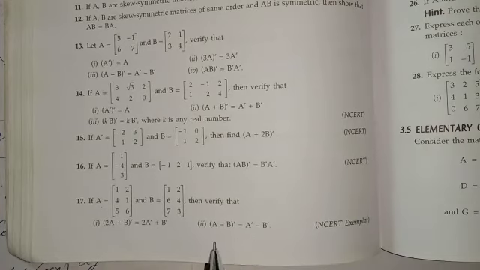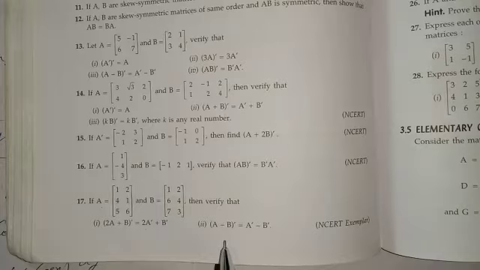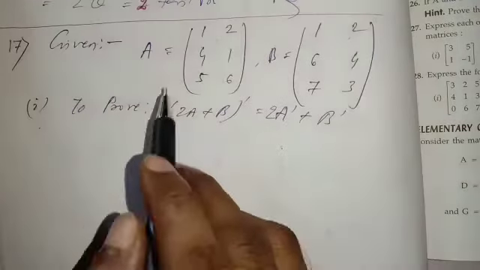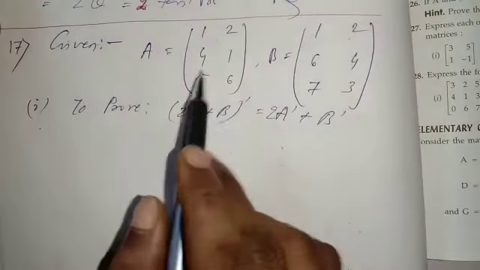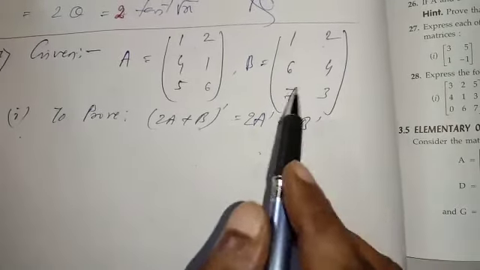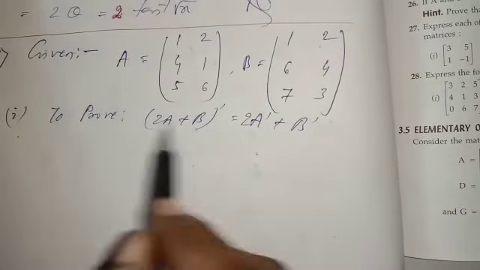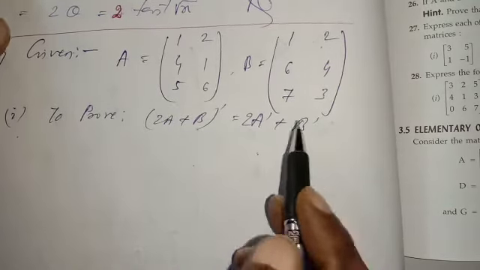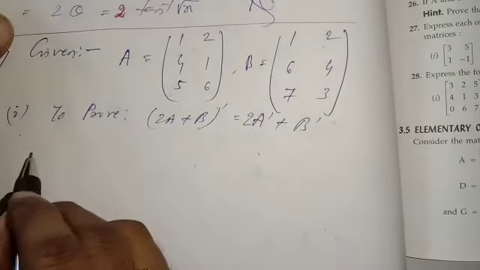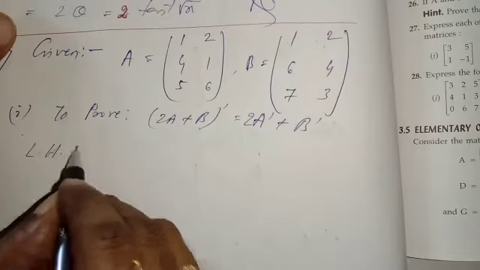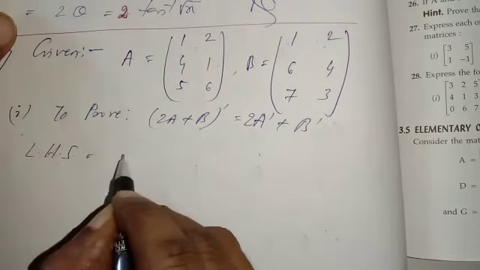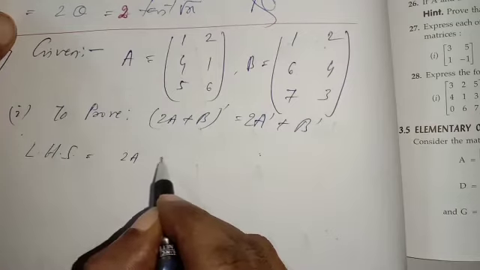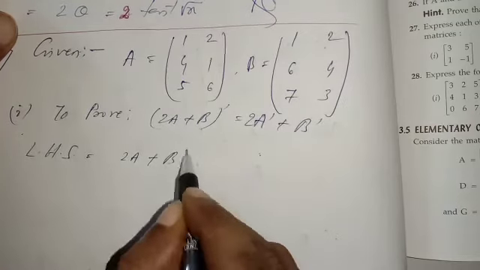Let us see how to solve. Okay, I am just showing the process of solving. See, number 17, A given 1, 2, 4, 1, 5, 6, B given 1, 2, 6, 4, 7, 3. I am telling row wise. To prove (2A plus B) whole transpose is equal to A transpose plus B transpose, first of all, you have to write the left hand side. What is your left hand side? 2A plus B whole transpose. First we find 2A.